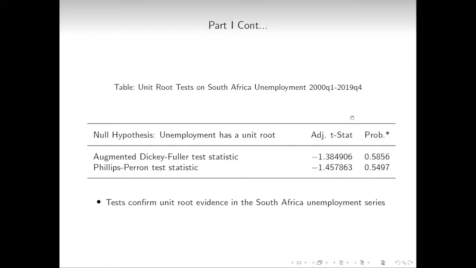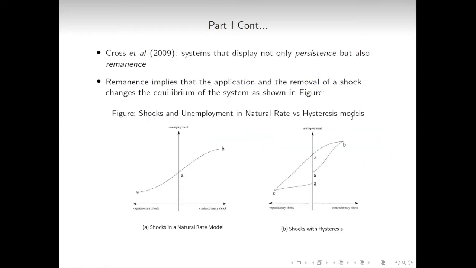But that only solves one side of the definition, because in a paper by Cross and others, a system that displays hysteresis doesn't just have a characteristic of persistence, but also remnants. So basically, the series will have a certain memory of certain shocks. Now, how do you explain this? So this is explained by this graph that we have here, right? So we compare two systems, one where there is a natural rate and another system with hysteresis.